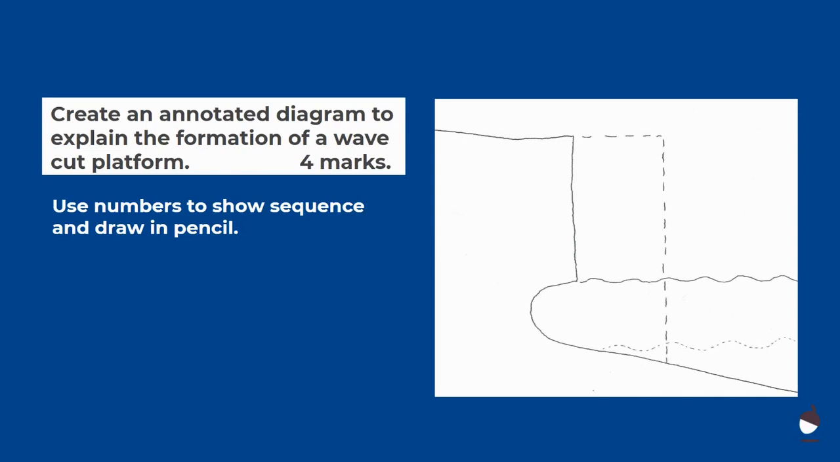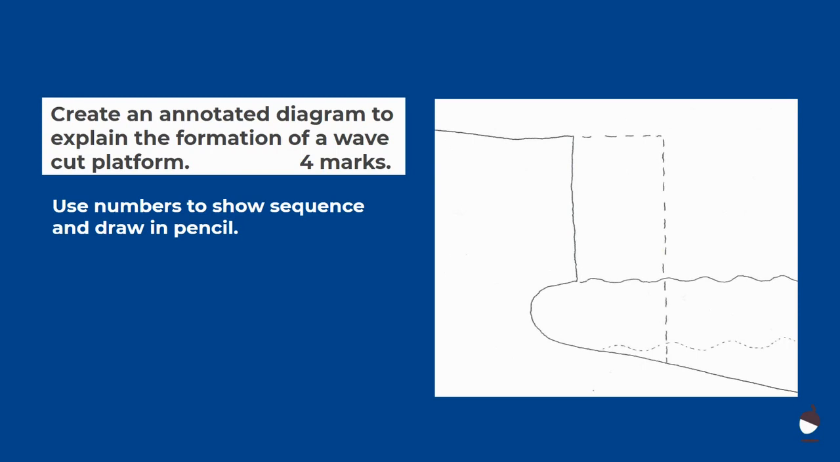Time for a task. It's quite a tricky one. I would like you to create an annotated diagram to explain the formation of a wave-cut platform. An annotated diagram means that you've got not just labels, but almost entire sentences to explain what is happening. I've given you a diagram to help you, and it's really important you draw this in pencil for me.